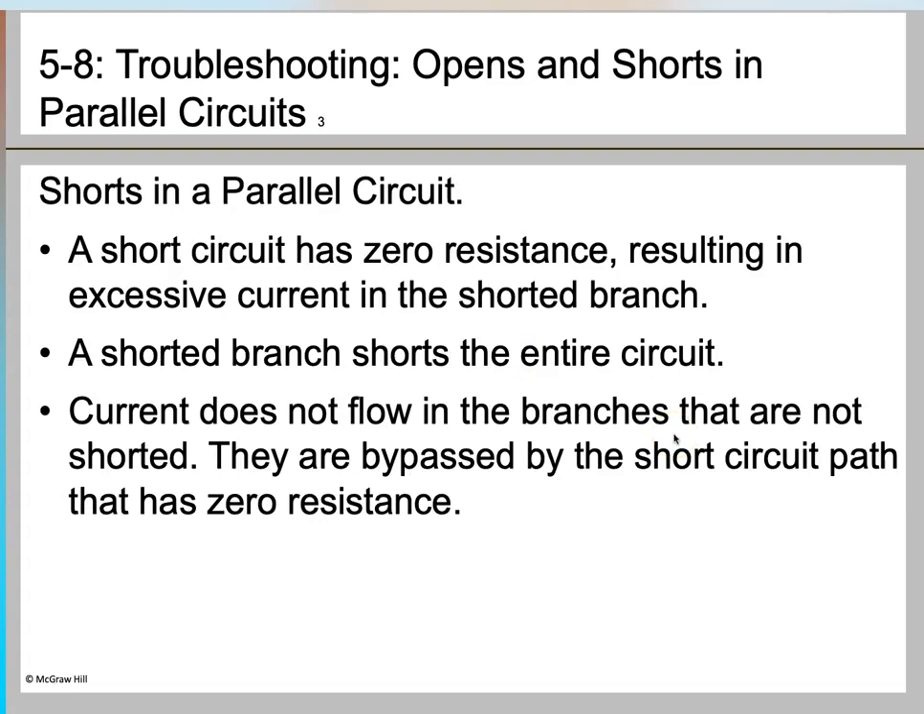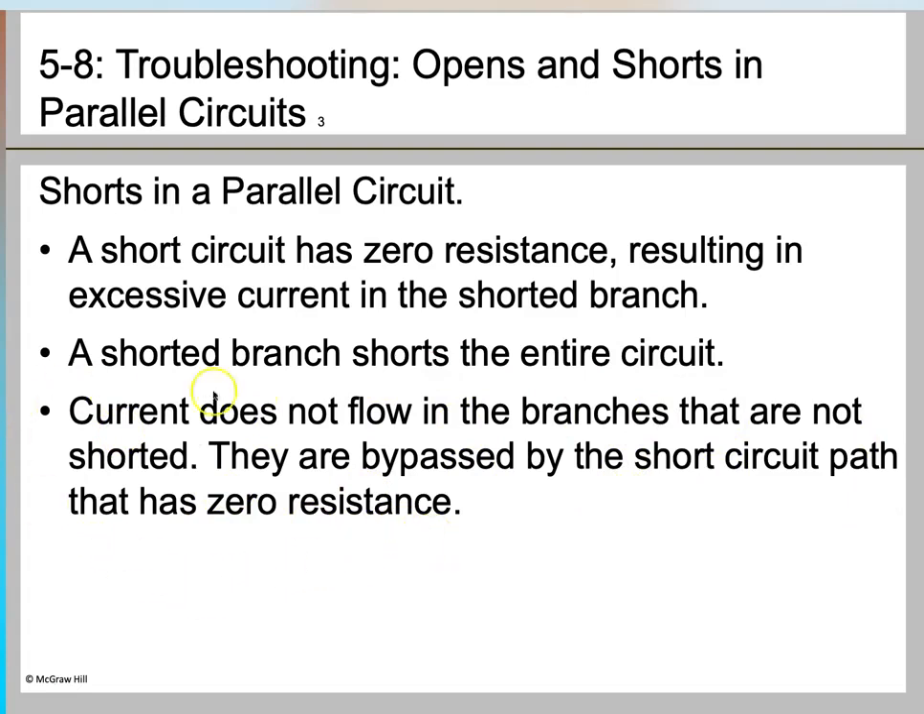Now, shorts in parallel circuits. A short circuit has zero resistance, we already know that from the series circuit, resulting in excessive current in the shorted branch. A shorted branch shorts the entire circuit, and current does not flow in the branches that are not shorted. They are bypassed by the short circuit path that has zero resistance.